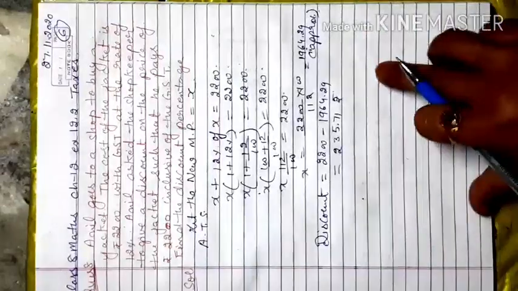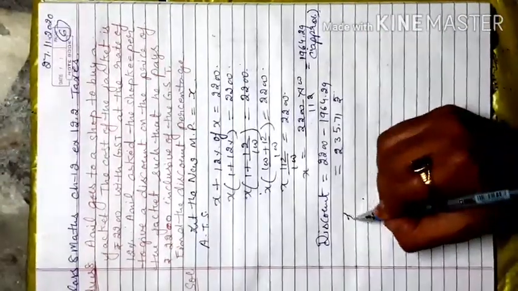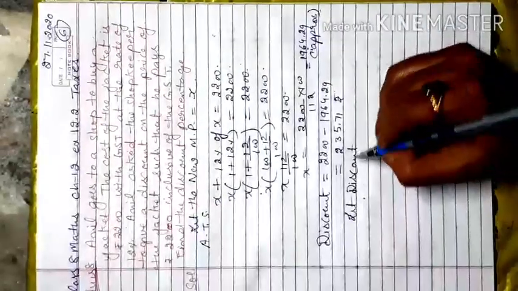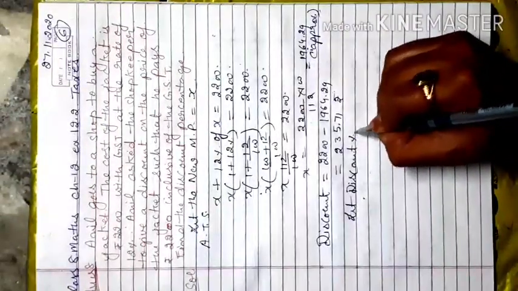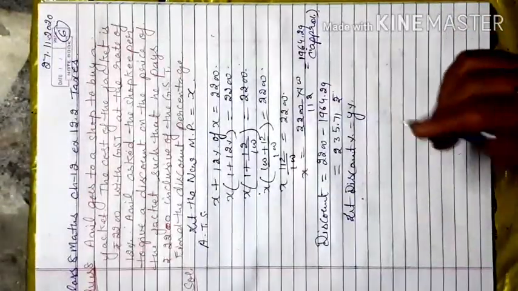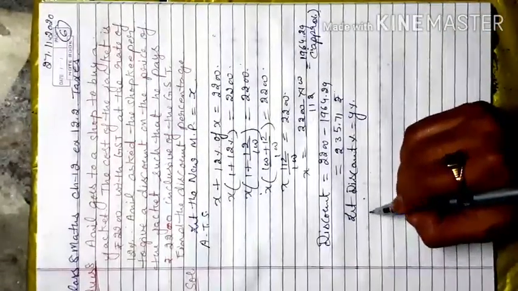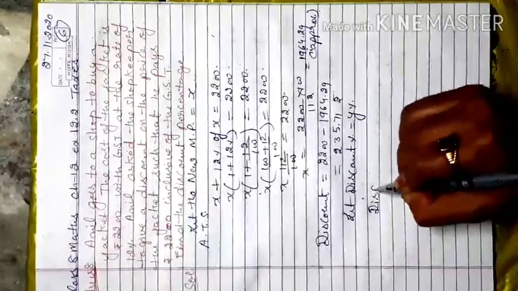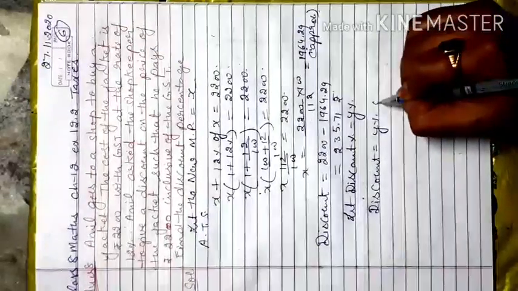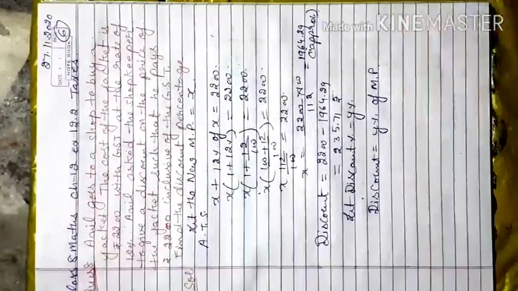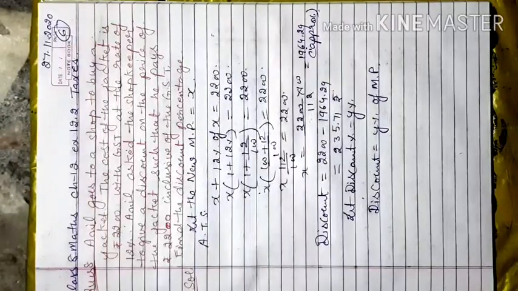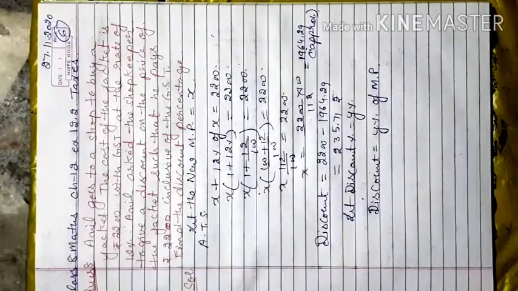Now you have to find the discount percentage. So let the discount percent be equal to y percent. Then according to the statement, the discount formula is: discount must be equal to the discount percent of the mark price. Whatever percentage we calculate, we always calculate according to the mark price.